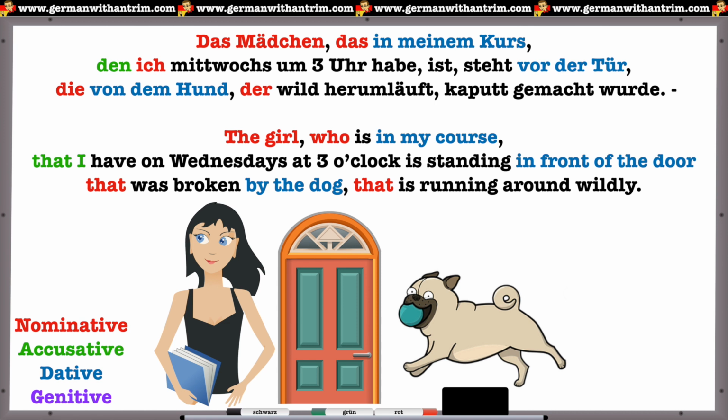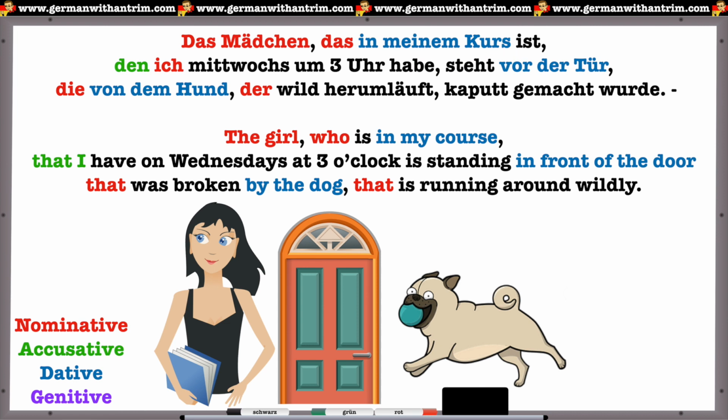The girl who is in my course that I have on Wednesdays at 3 o'clock is standing in front of the door that was broken by the dog that is running around wildly. There is a confusing bit in the middle of the sentence there where you have three verbs together. It's a bit difficult to figure out which verb belongs to which clause. This is remedied by simply keeping the conjugated verb with the clause to which it belongs. When you do that, it looks like this.